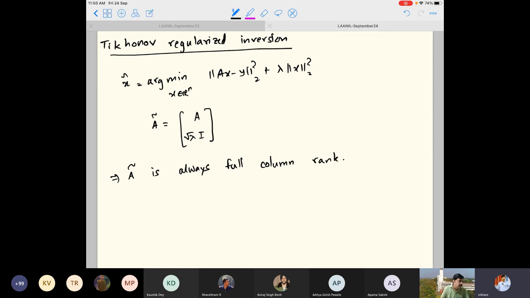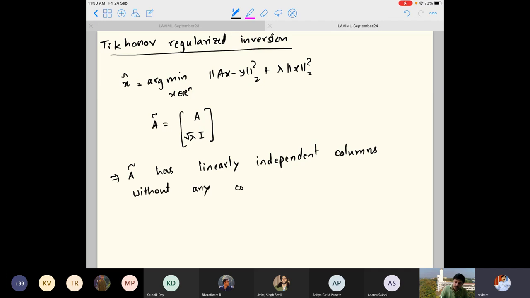Okay. Without any assumption on A, rather than saying A tilde always has full column rank, which I have not said officially, A tilde has linearly independent columns. That is what we have said. Linearly independent columns without any condition on A. Correct? You can see that very easily. Without any condition on A, this matrix A tilde will always have linearly independent columns.